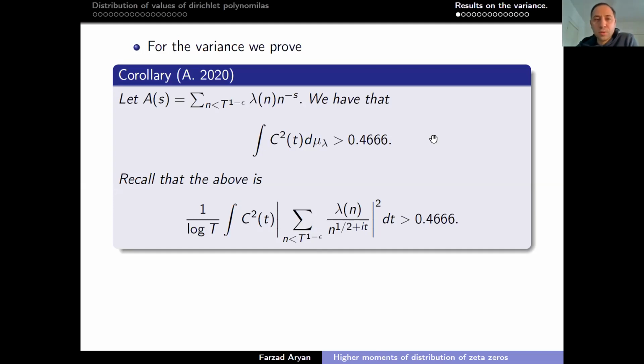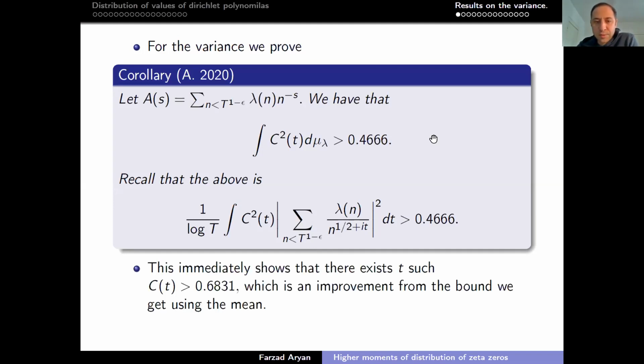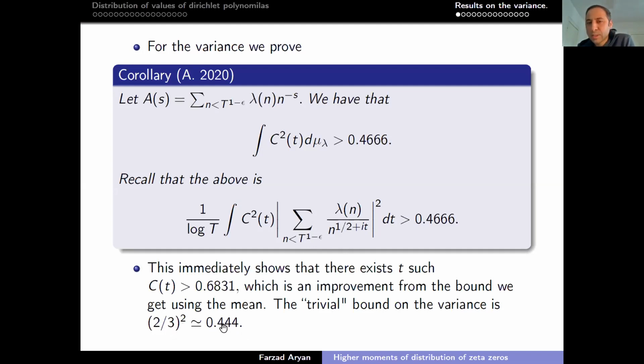So probably you want to compare it with what the trivial bound gives. This immediately shows that we get t such that C of t is bigger than 0.68, a little bit better than 0.666. The trivial bound, which would be the square root of 2/3, 0.6666, is something around this, and you can see that it improves by about 2 divided by 100. This result improves what you can get trivially for the variance by that much.